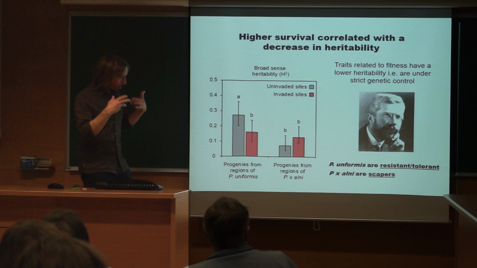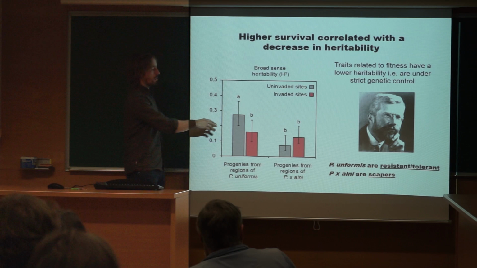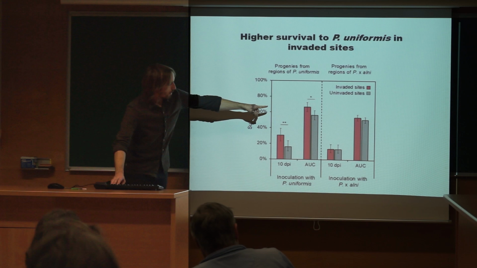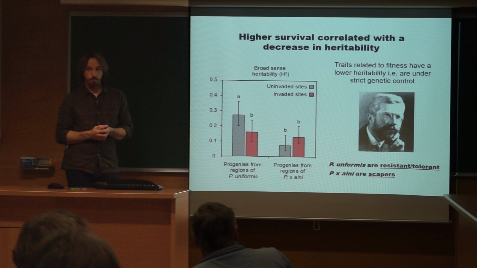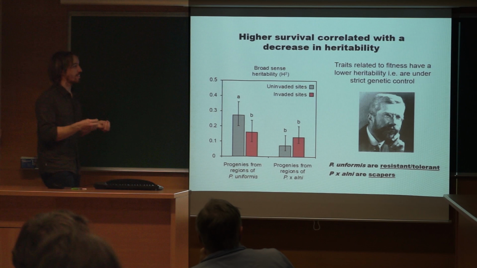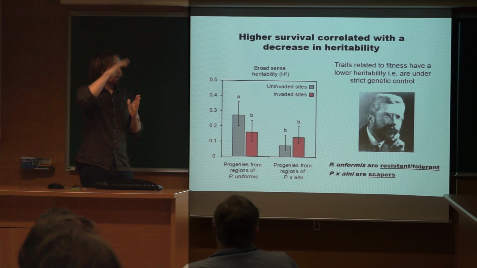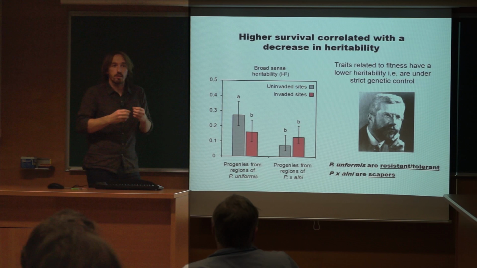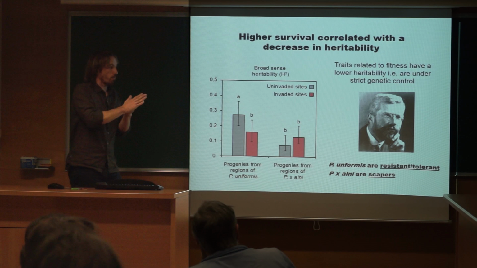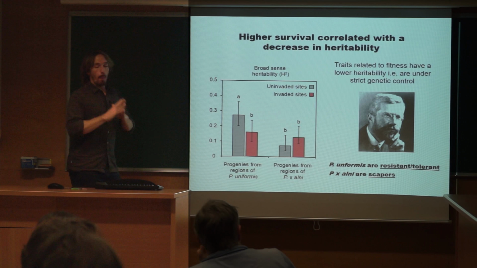To further support that there perhaps was a selection, in the case of uniformis, where we have seen a gain of resistance, we could see a loss of heritability. And now you will tell me, what is that term? Yes, what is heritability? Heritability is the percentage of your variation, fertility variation, that is explained by the genotype. What does it mean, basically? Imagine you have different families. If the variation within the family is very big and between the families is very small, that would be a trait under very little genetic control. If the other way around, you have families that are very different between them, there will be a big genetic control.